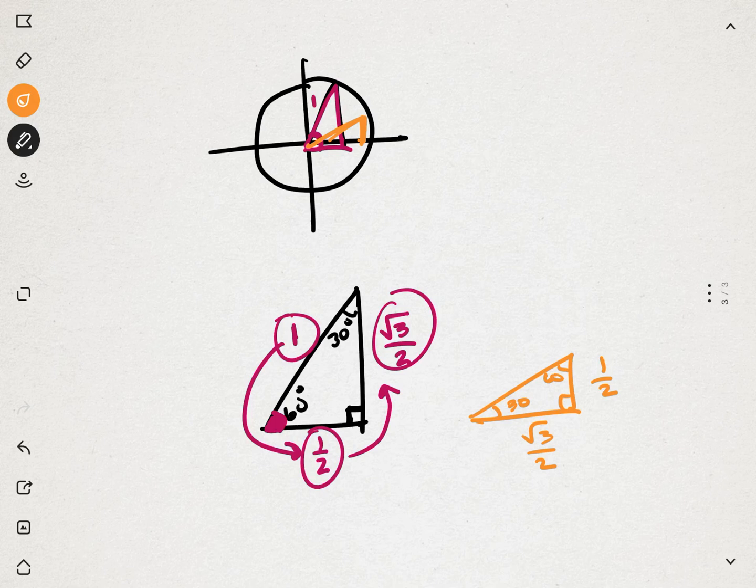Hopefully you guys were able to pick up on most of these things. Hopefully you remember from geometry some of the special right triangle stuff. If not, then hopefully you guys picked it up in the last assignment.